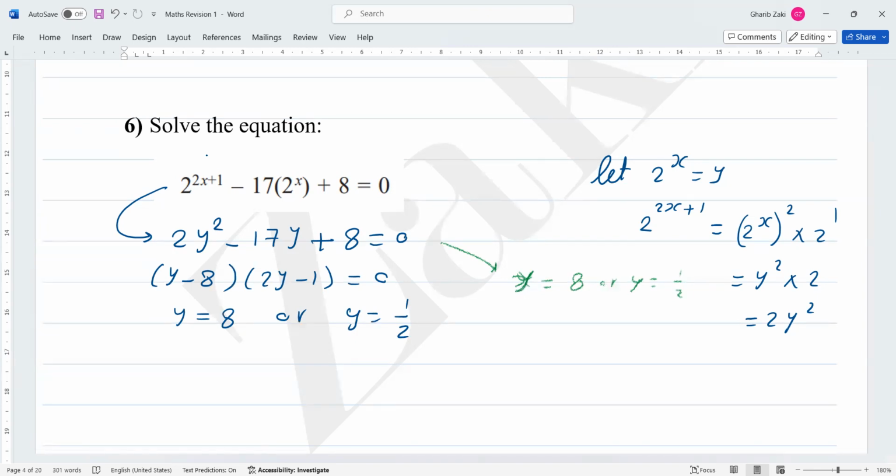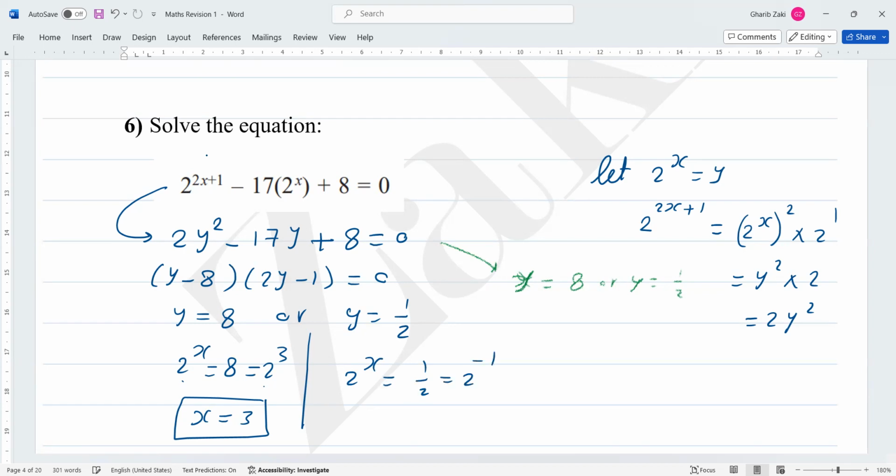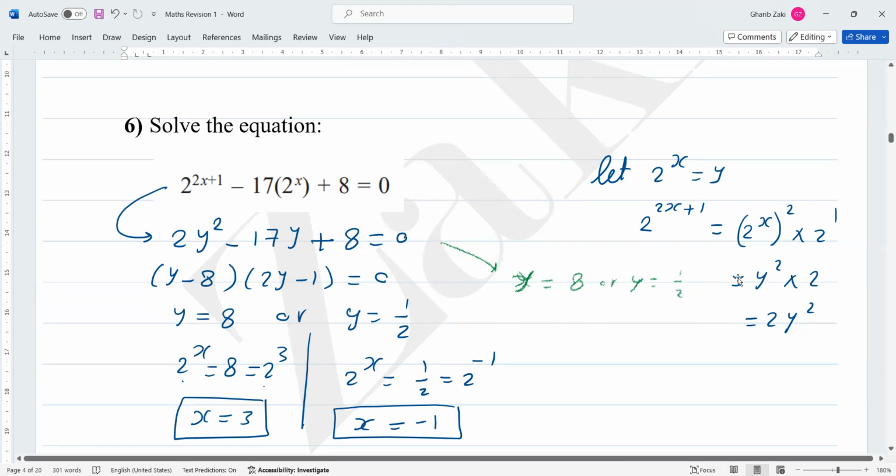Y is 2 power x. So 2 power x equals 8. 8 we can write as 2 power 3. If the bases are the same, the powers are the same, so x equals 3. This is the first solution. Y equals half, it means 2 power x equals half. Half is 2 power negative 1. The bases are the same, so the powers equal. X equals negative 1. X equals negative 1 is acceptable because it is not log, it is power.